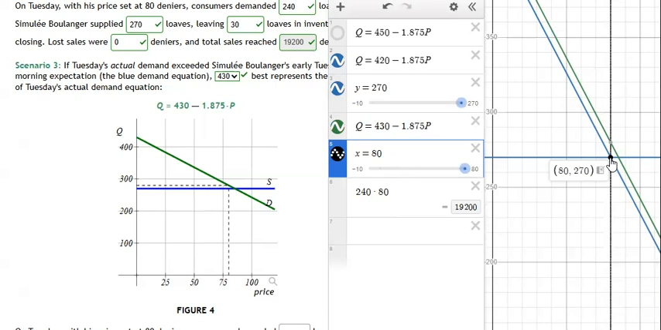But actual demand ended up being greater than what he anticipated. So quantity demanded ended up being 280 instead of 270. This is what he expected, and this is what he observed.